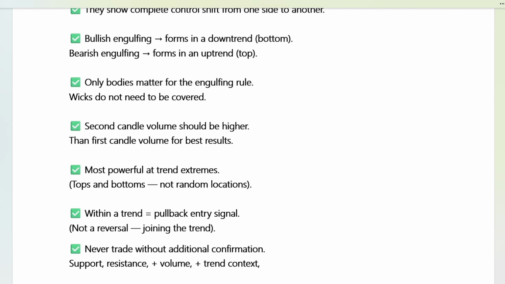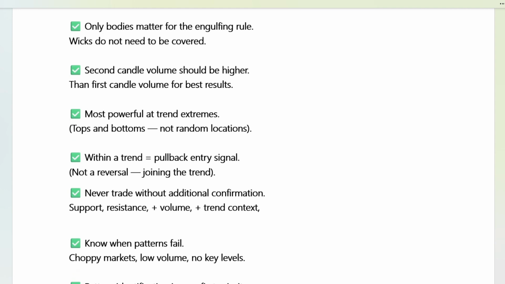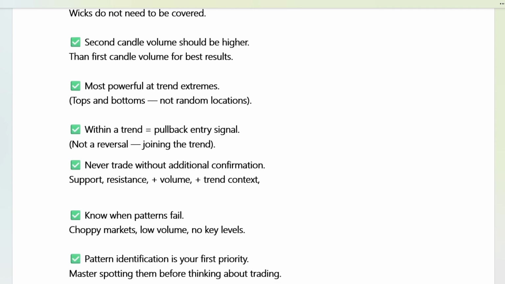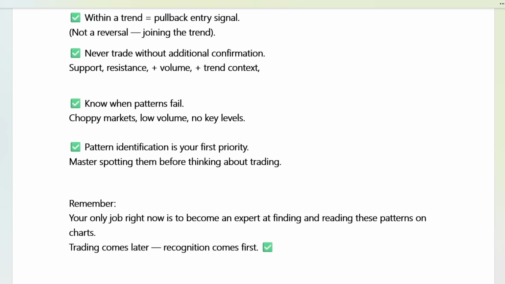Never trade without additional confirmation: support, resistance, plus volume, plus trend context. Know when patterns fail: choppy markets, low volume, no key levels. Pattern identification is your first priority. Master spotting them before thinking about trading. Remember, your only job right now is to become an expert at finding and reading these patterns on charts. Trading comes later, recognition comes first.